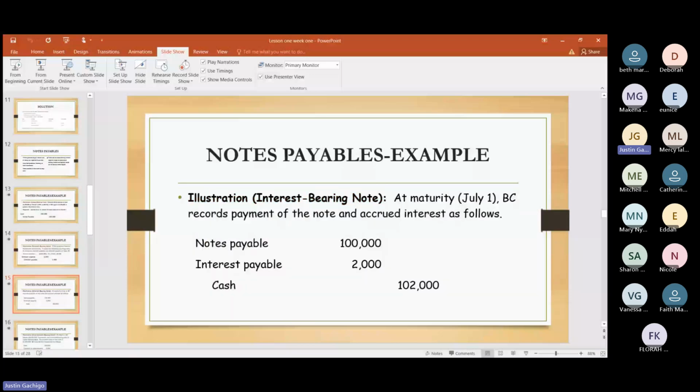Now, when they make the payments, they are going to record these entries. First, they debit the notes payable, which is 100,000. Then they debit interest payable, which is 2,000, and then they credit cash, which will be a combination of note payable and interest payable, which is 102,000. The reason it is 102,000 is because this note is interest bearing, so we have added 2,000 on top of the amount that was given.